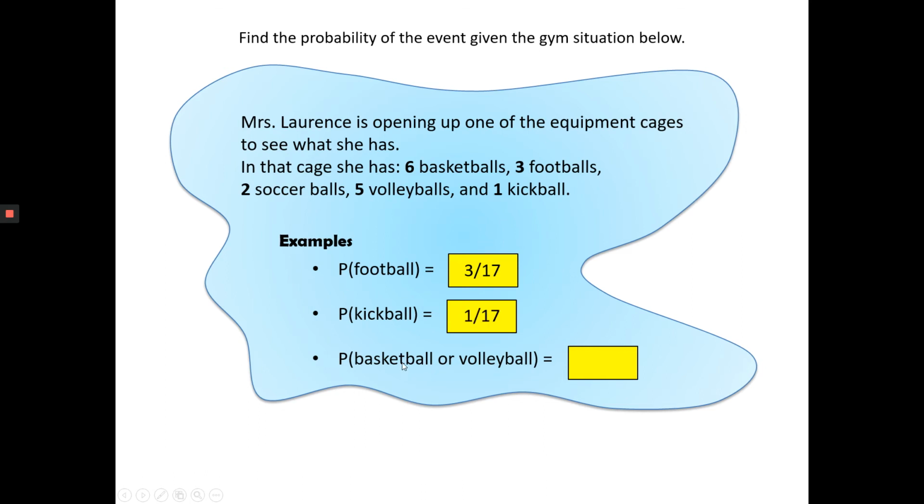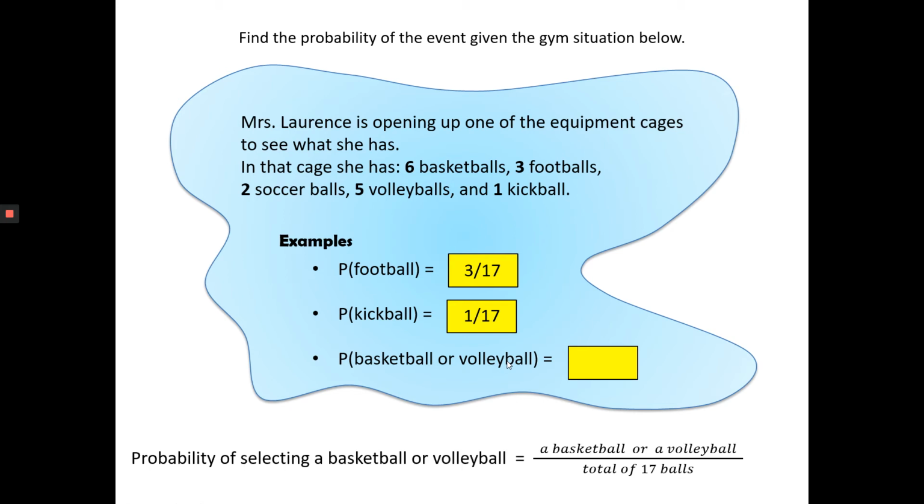All right, now with this one, it could be a basketball or a volleyball. Either would be okay for us. So what's the probability of us getting a basketball or a volleyball out of the total 17? Well, how many volleyballs were there? There were 5 volleyballs, and how many basketballs? There were 6. So if we get either one of those, it would work. So we're going to add those two numbers together. We're going to add 5 and 6. So the probability of getting either a basketball or a volleyball out of that cage is going to be 11 out of 17. And we're just going to type our answer in that little yellow box.